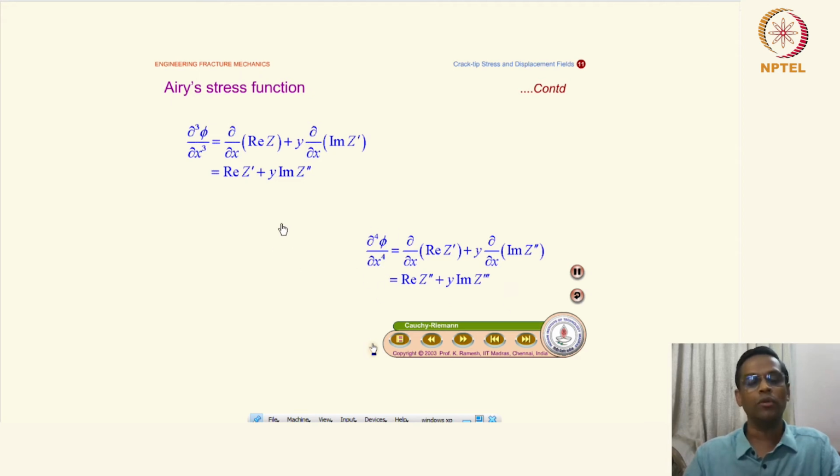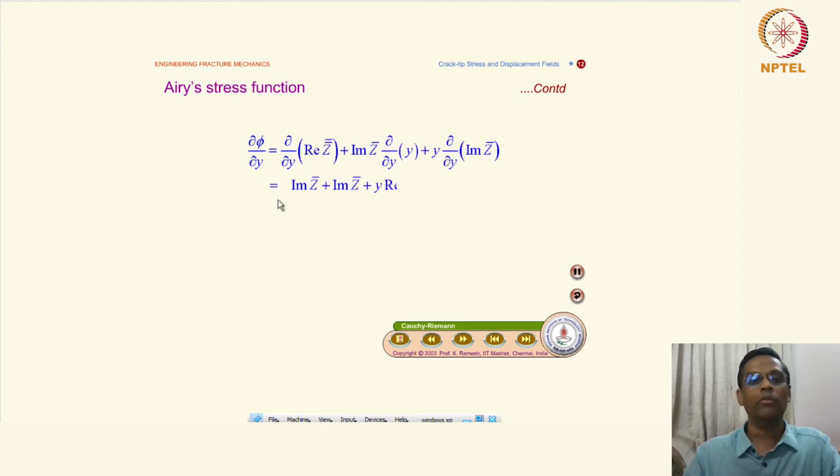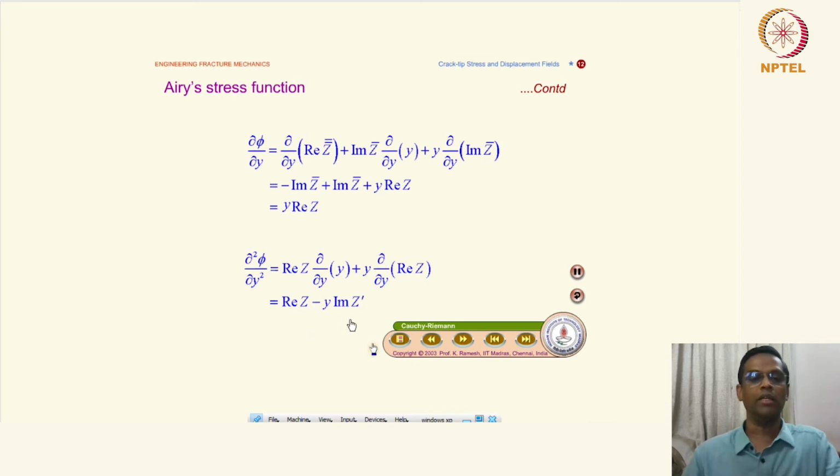So like that you have to take the other quantities like dou phi by dou y, and then it will be imaginary part of z bar plus y real part of z. Now you apply the Cauchy-Riemann condition, what we have seen. Then it can be rewritten like this after applying this. Then it becomes y real part of z. Dou square phi by dou y square can be written like this, and the final expression is real part of z minus y imaginary part of z prime.